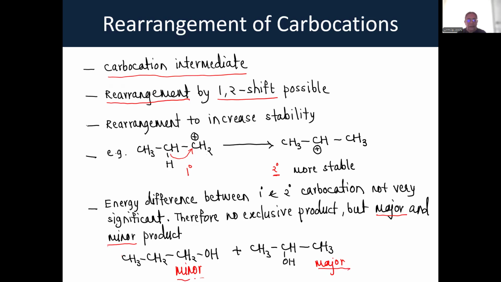I repeat, the energy difference between primary and secondary carbocation is not very significant, and therefore both the products exist. It is not exclusively the rearranged product. So primary carbocation gives N-propyl alcohol, and the secondary carbocation gives 2-propanol. Now, N-propyl alcohol or 1-propanol is the minor product, 2-propanol is the major product. That is because secondary carbocation is more stable.